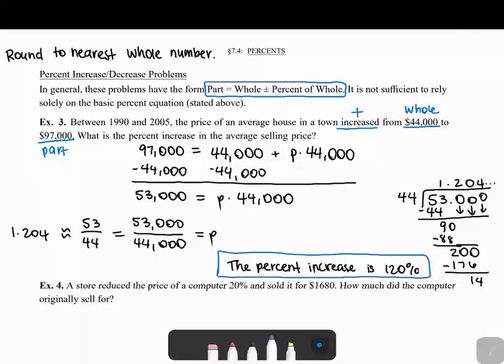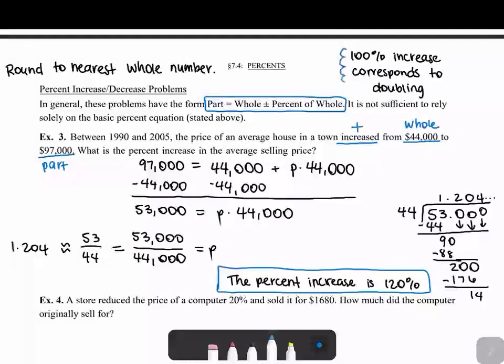So let's talk about what this means more so. Because a lot of people don't know what we mean when we talk about percent increases and decreases. So one thing that I want to note is that a 100% increase corresponds to doubling. So if the price exactly doubles, we are going to call that a 100% increase. So 100% increase corresponds to doubling.